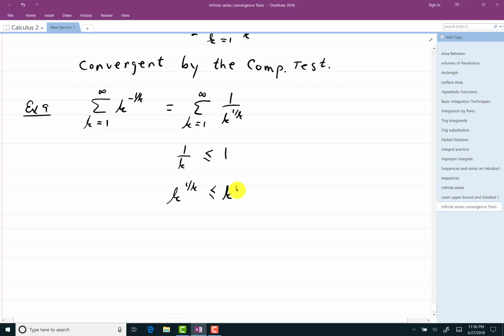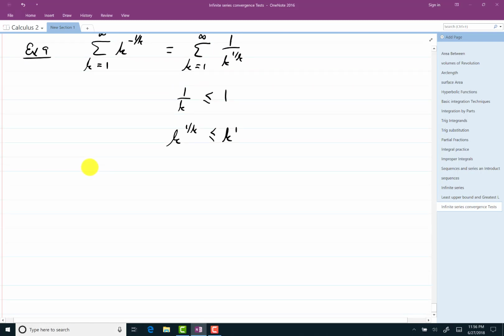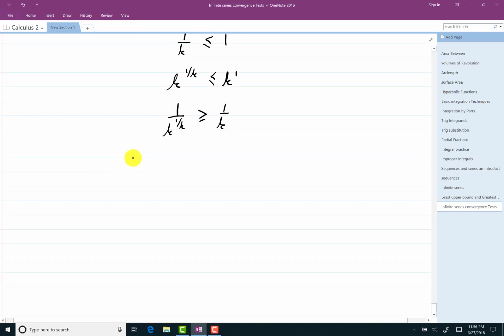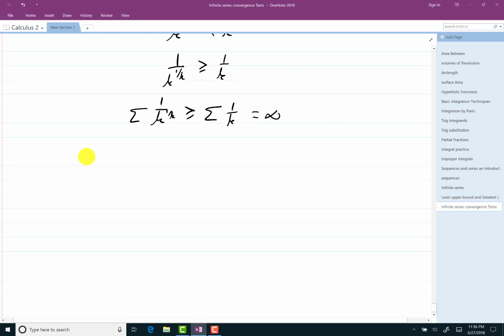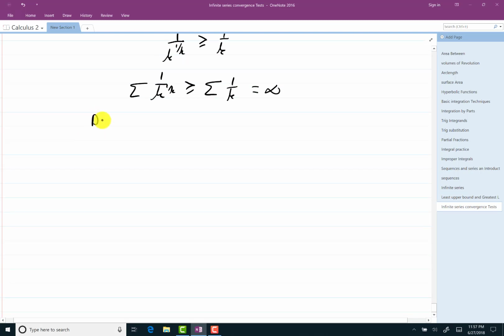Since k is positive or anything like that, I don't have to worry about switching these. But now I will on the next step. So therefore 1 over k to the 1 over k is greater than or equal to 1 over k. Well then, our series is greater than or equal to the 1 over k series, and we already know that that equals infinity. That's the harmonic series. So our series diverges by the comparison test.